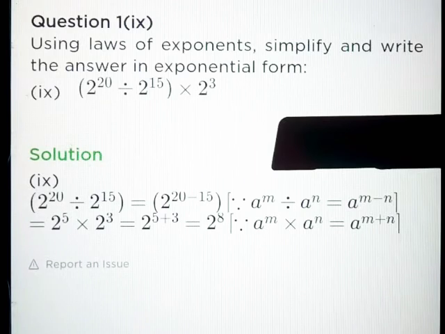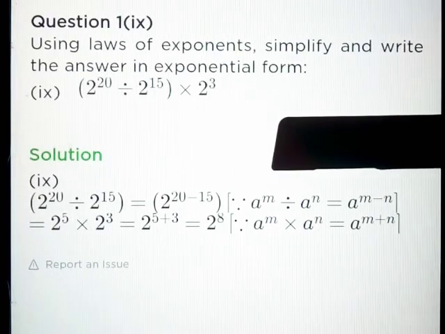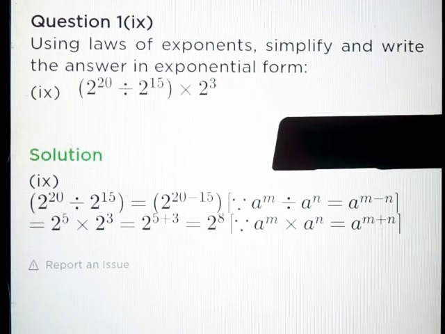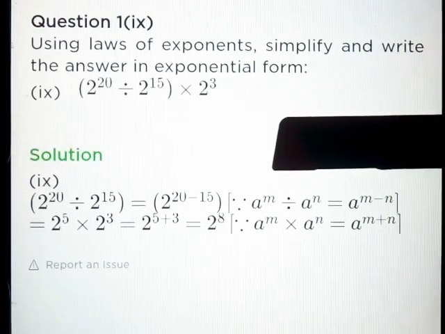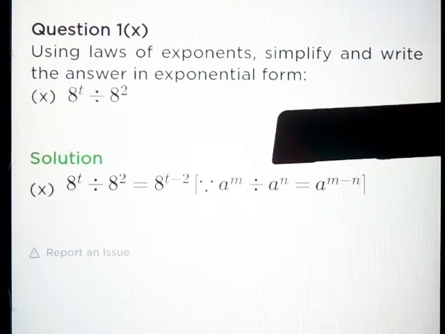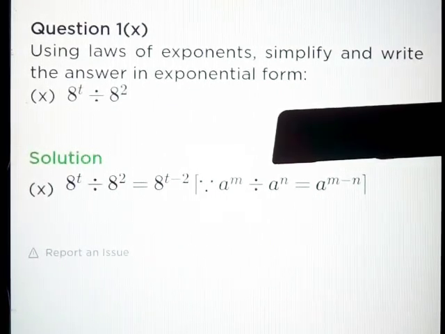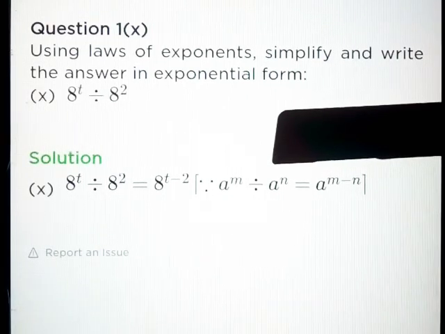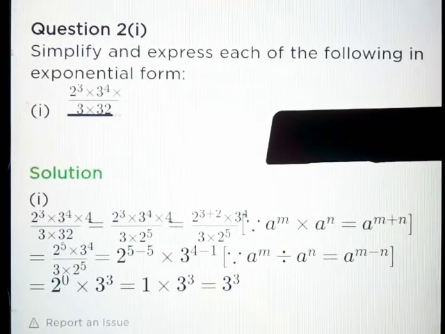Part I, 2 raised to power 20 divided by 2 raised to power 15 into 2 cube is equal to, answer, 2 raised to power 8. Part J, 8 to the power t divided by 8 square. Answer, 8 to the power t minus 2. Question number 2, part A.